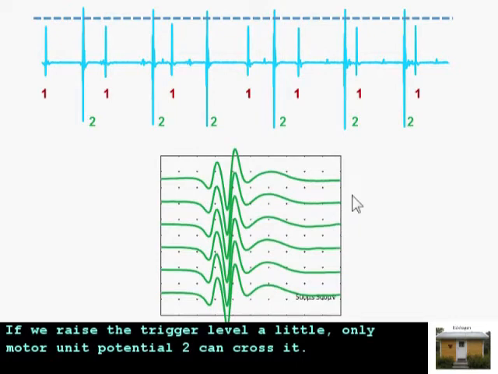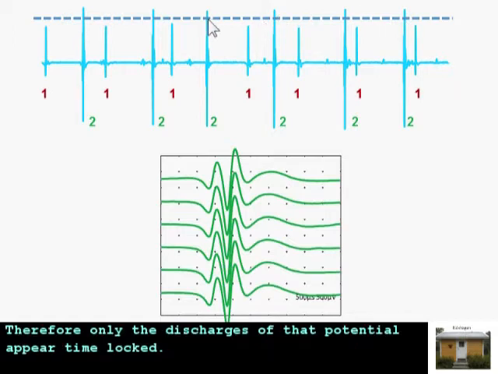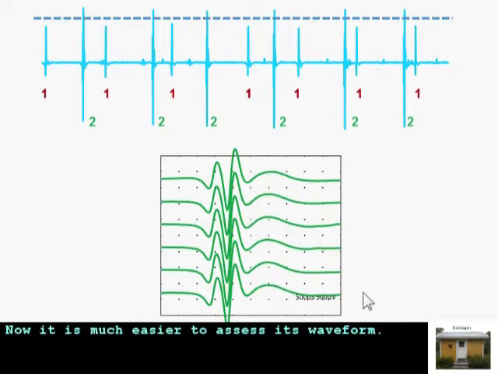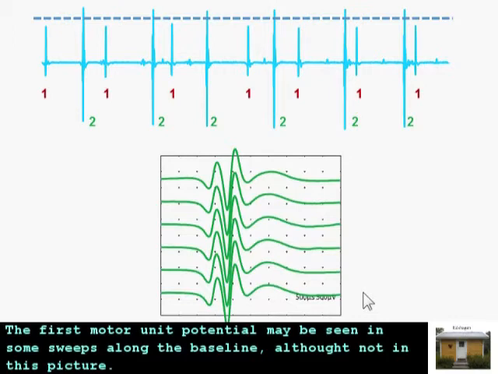If we raise the trigger level a little, only motor unit potential number 2 can cross it. Therefore, only the discharges of that potential appear time-locked. Now it is much easier to assess its waveform. The first motor unit potential may be seen in some sweeps along the baseline, although not in this picture.